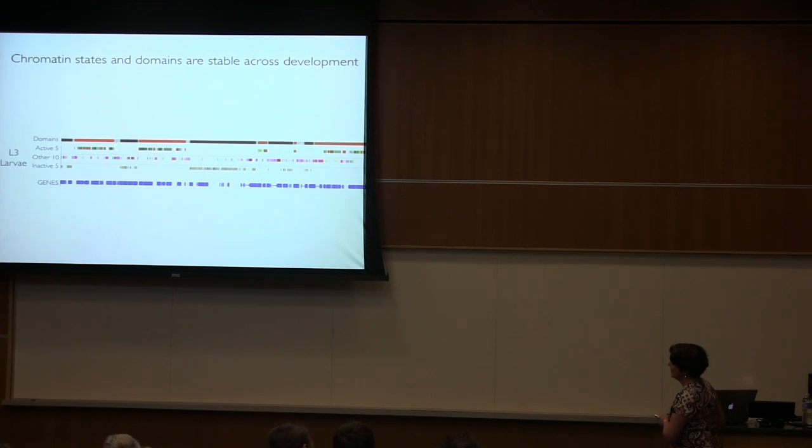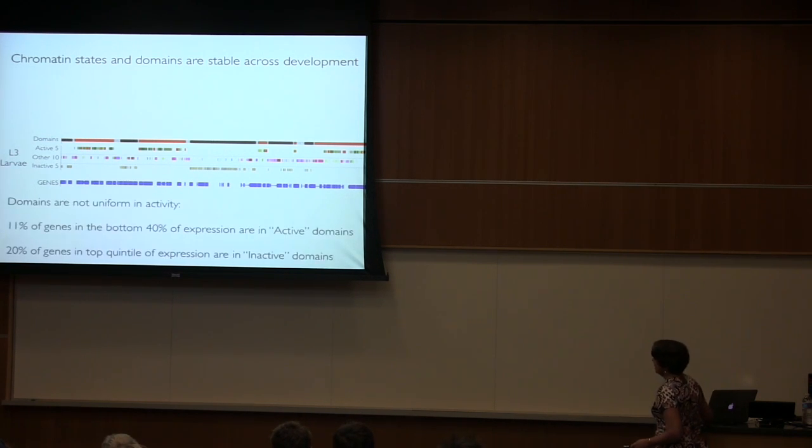And then we have the gray zones, which are the border regions between the active and the inactive domains. I want to point out that the domains I'm going to call active and inactive are not purely active or inactive. They're not uniform in activity. They're just called based on these states, which are associated with a particular kind of activity.